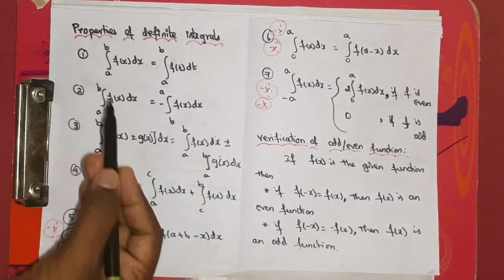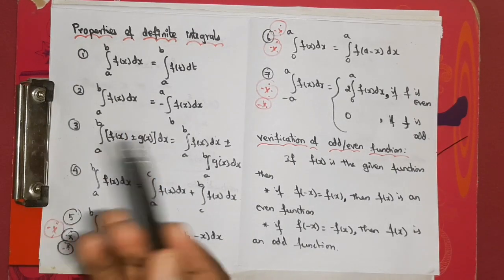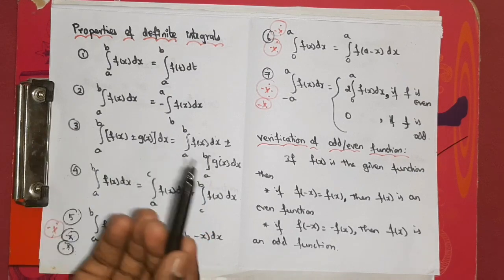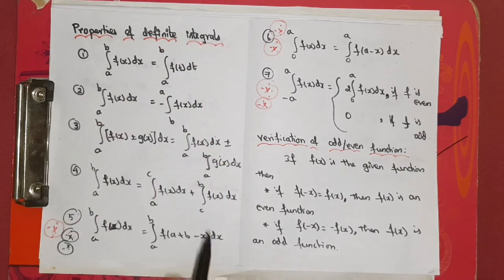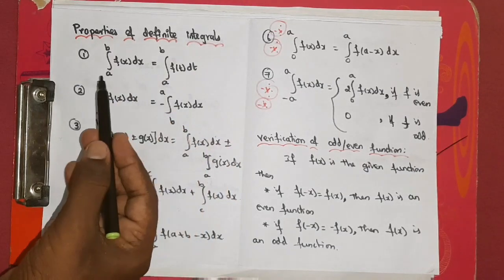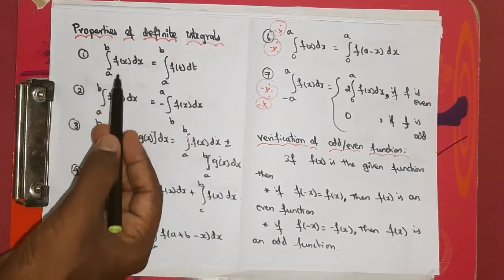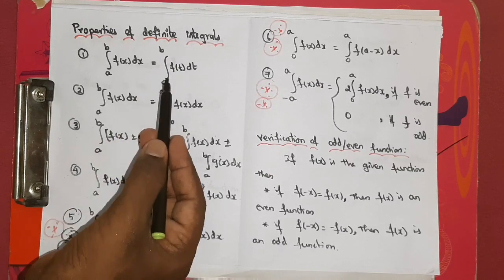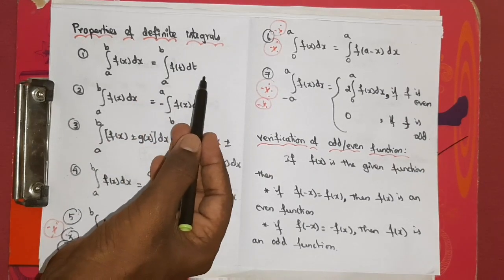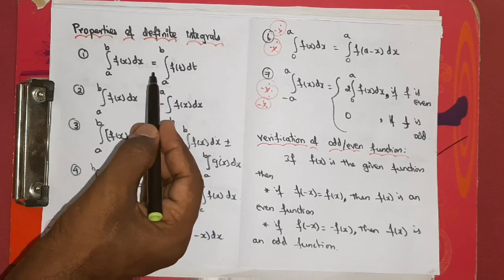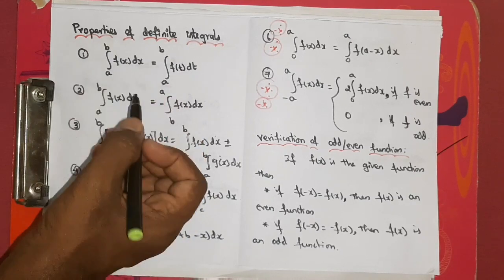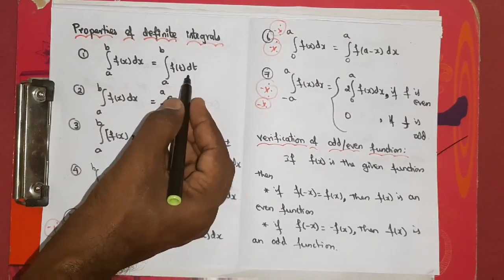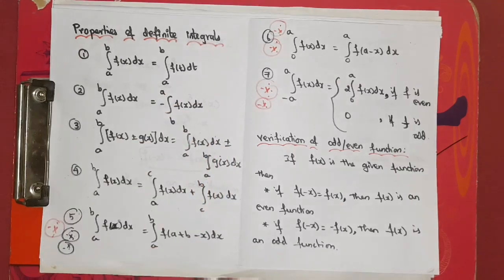When you see such a definite integral, we can use some properties to solve it, and they are the following. The first property is: integral a to b f of x dx can be written as integral a to b f of t dt. That is, the integral is the same, the lower and upper limits are the same, and you can change the variable. This is called the change of variable property.